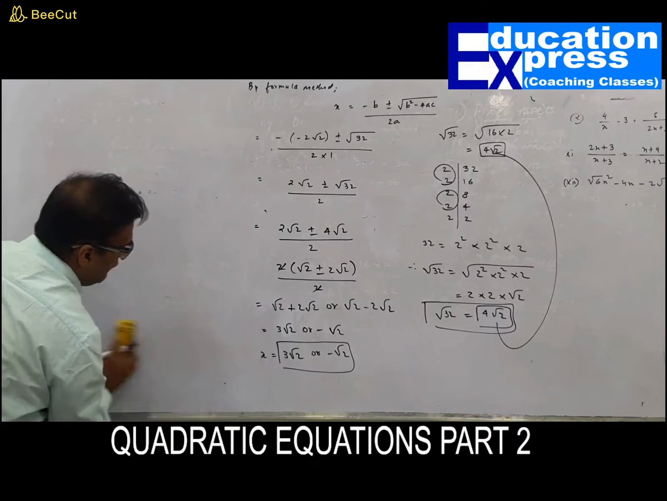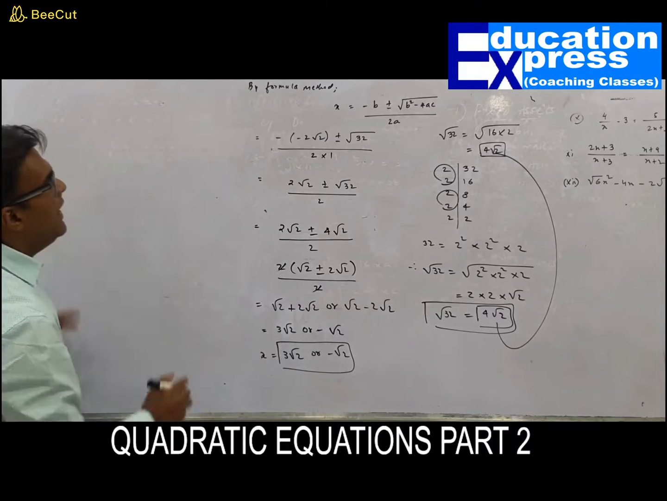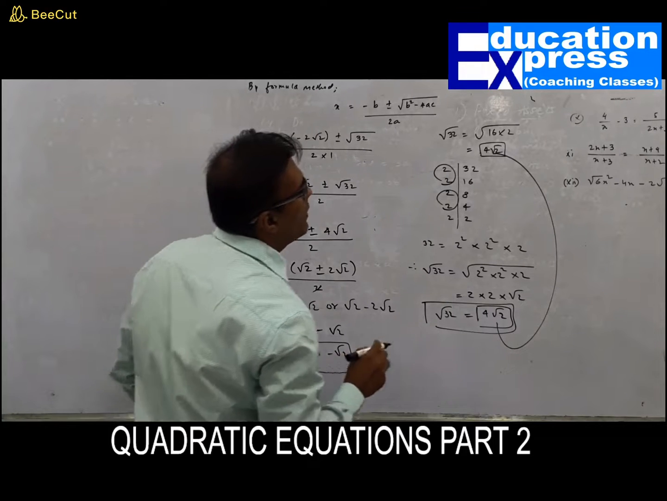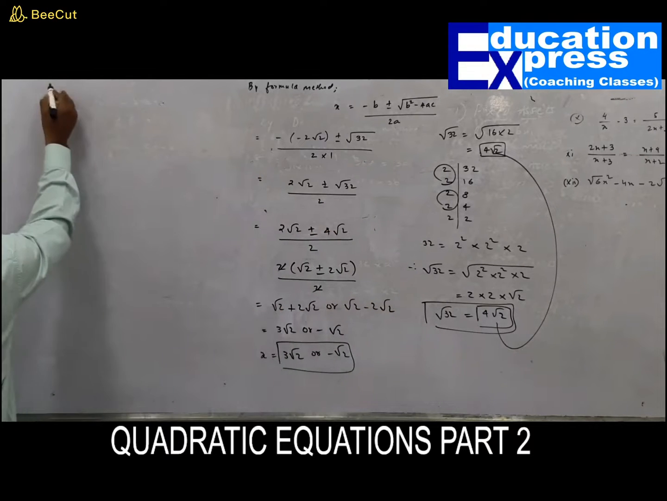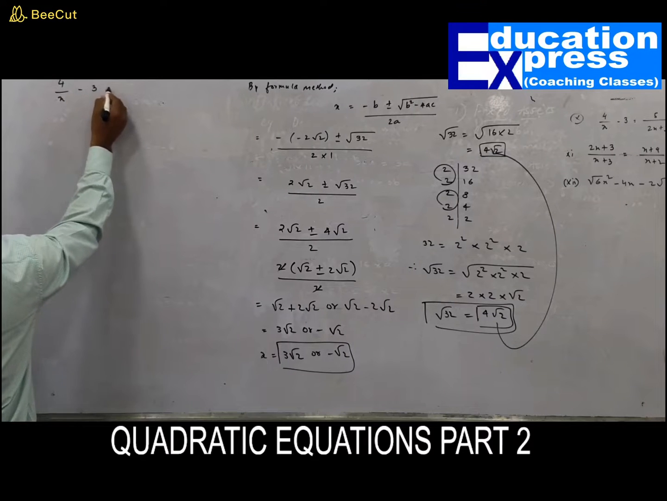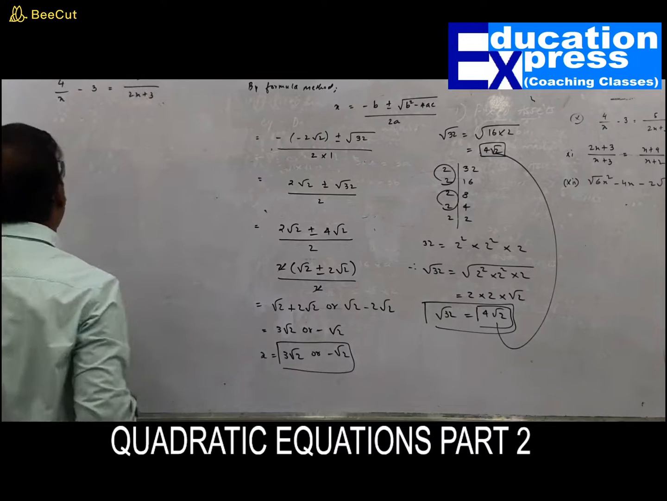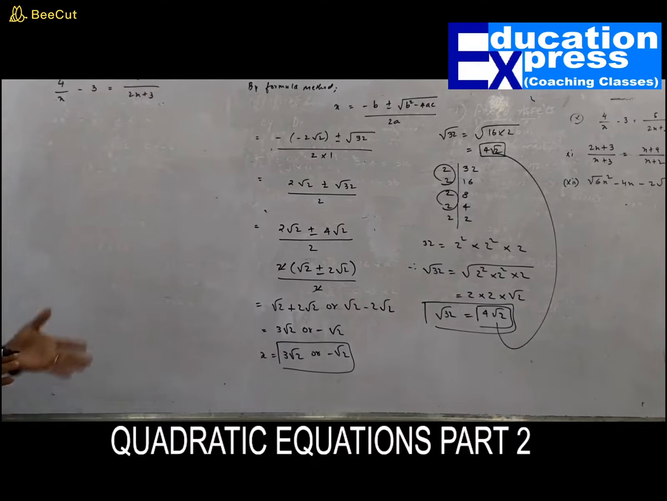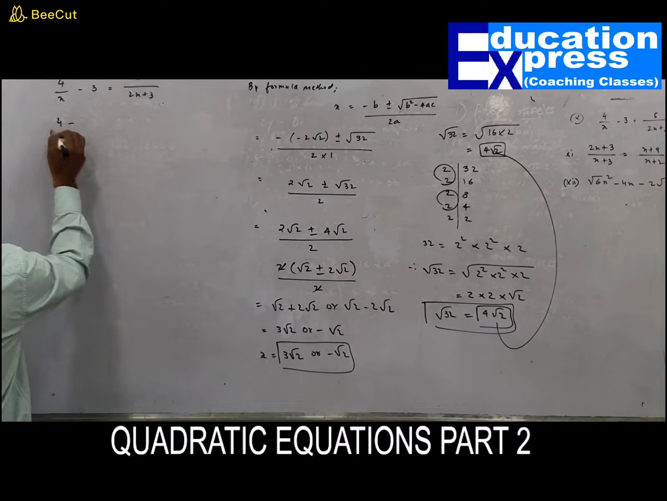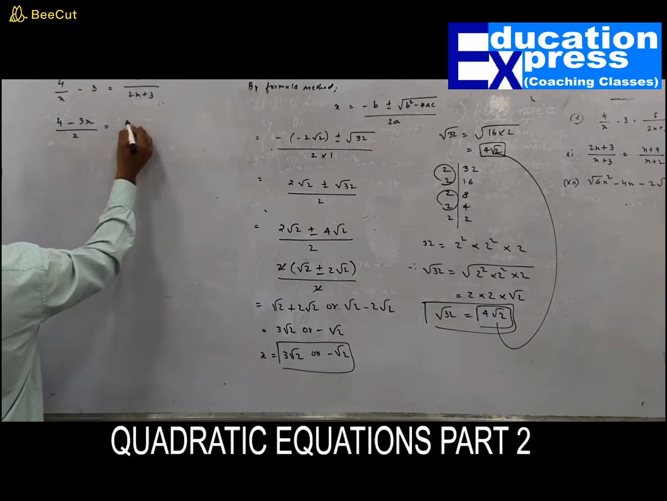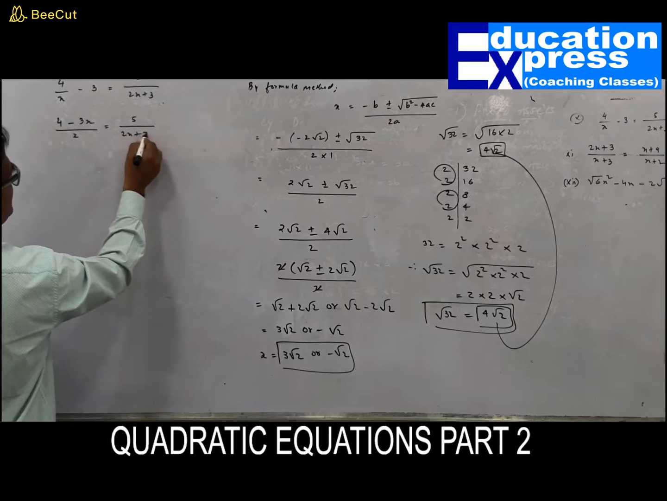So far, everything is happening as per what we have thought about. 4 upon x minus 3 equals 5 upon 2x plus 3. As we know, first thing is to make sure that the question is free from fractions. Let us take the LCM of this part. 4 minus 3x upon x equals 5 upon 2x plus 3.